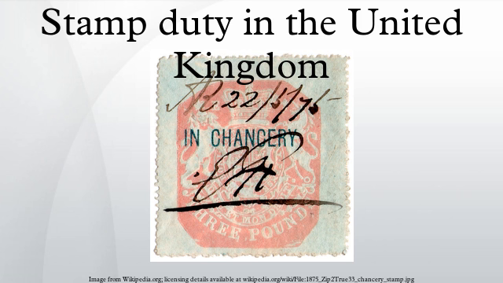In 2005, the threshold for paying SDLT was raised from £60,000 to £120,000. In 2006, the threshold was further raised to £125,000. In certain disadvantaged areas the threshold is raised to £150,000.